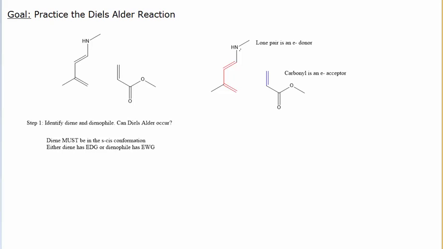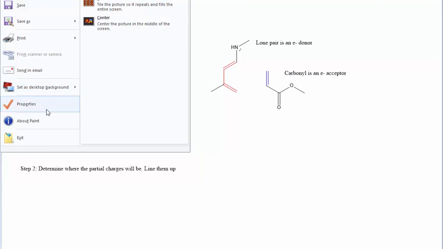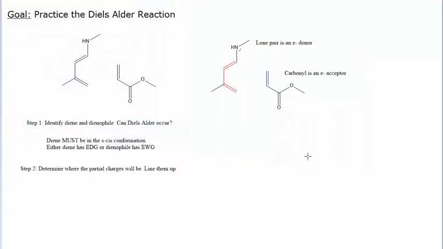What is step two? Step two deals with the regioselectivity of the Diels-Alder reaction. So you need to make sure that the charges in the Diels-Alder reaction are lined up correctly.